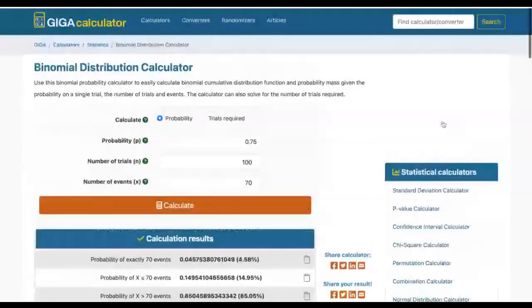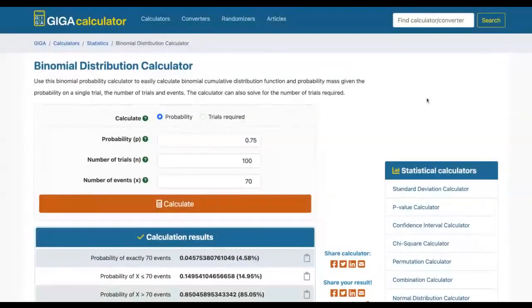Thank you, Ayat. Giga calculator. I'll save this website.